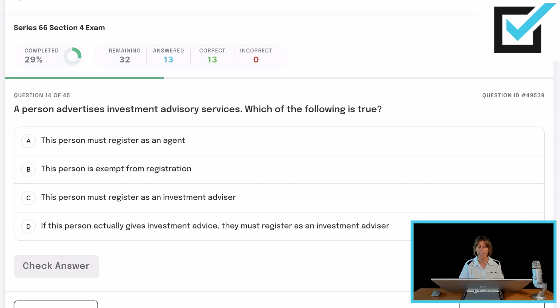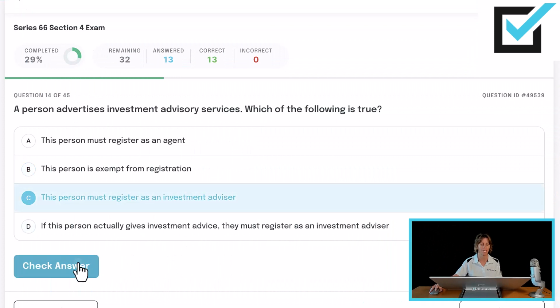A person advertises investment advisory services. Which of the following is true? This person must register as an agent. This person is exempt from registration. This person must register as an investment advisor. If this person actually gives investment advice, they must register as an investment advisor. If you advertise investment advisory services, you, a person broadly defined, must register as a firm as an investment advisor. I don't care if you've done it yet or not, you must register as an investment advisor.